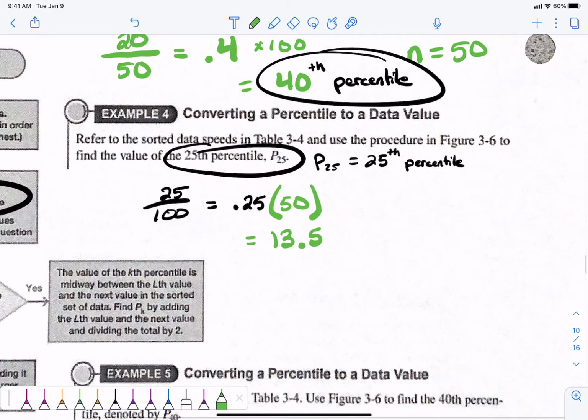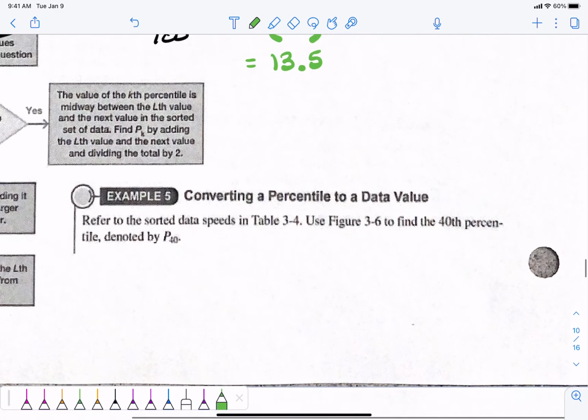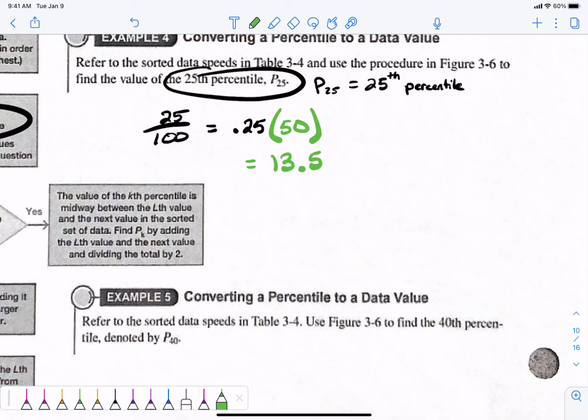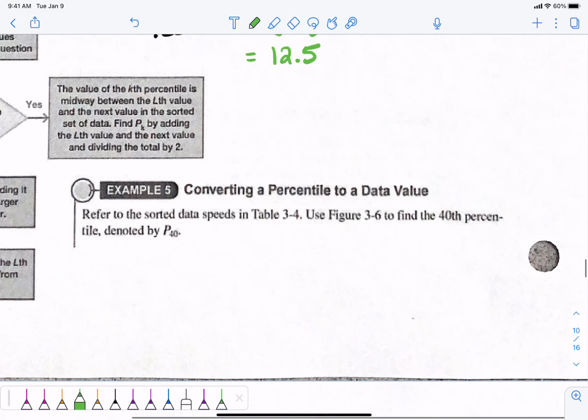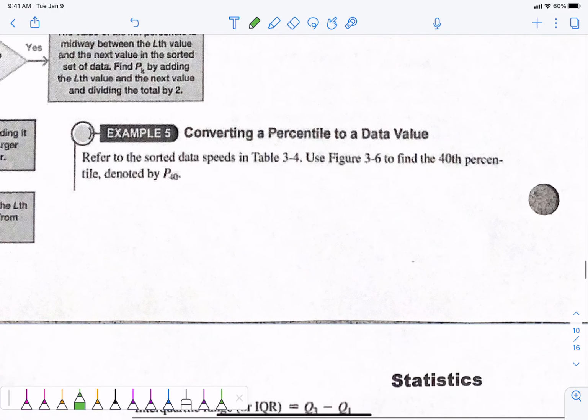At the same time, we do the 25th percentile. You got 12.5? Did I say 13? Yeah, that was my fault. 12.5. Okay, all right, 12.5. Now we're not done with this problem, but we're going to pause and go down to example 5 really quick, and I'm going to show you the difference between the two.